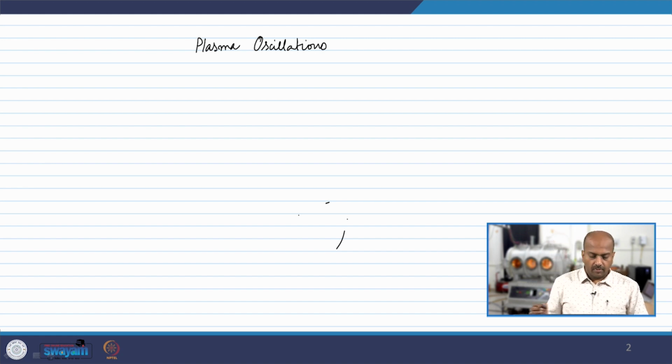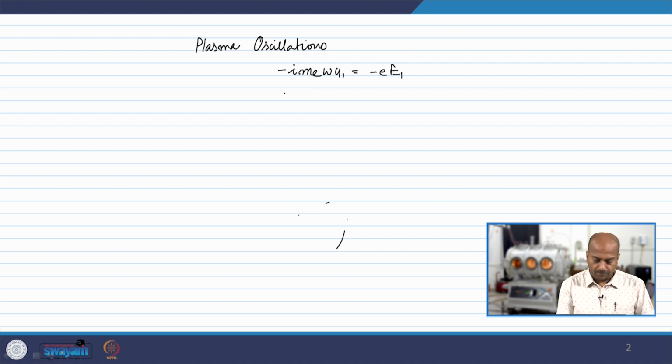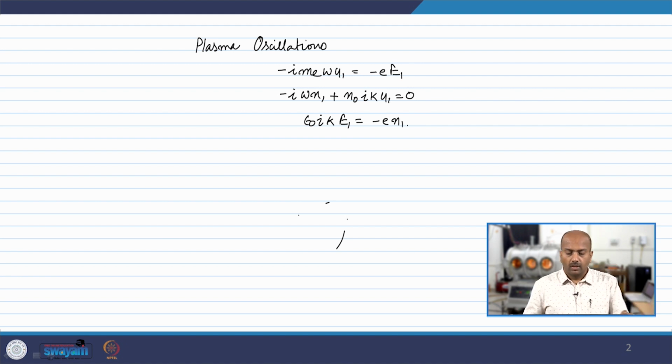So, using the perturbation theory in combination with the governing equations, we can derive equations which are: minus i m_e omega u1 is equal to minus e E1, minus i omega n1 plus n0 i k u1 is equal to 0, and epsilon naught i k E1 is equal to minus e n1. Let us call these equations A, B and C.